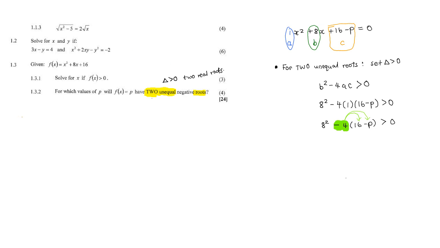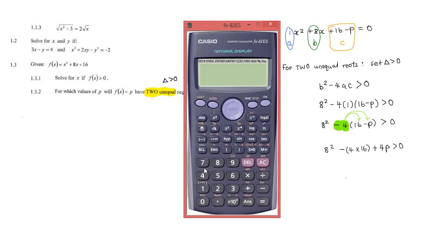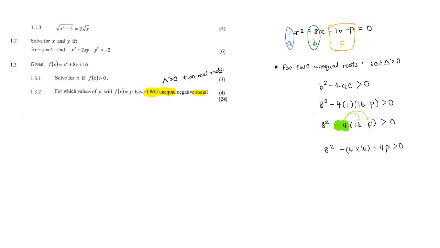So I'm going to distribute this negative 4 into this bracket. That will give me 8 squared minus 4 times 16, and then negative times negative is going to be a positive 4p. We want to know when this is greater than 0. I'm not actually sure what 16 times 4 is. Let's see. 4 times 16, that's 64. And I do know that 8 squared is 64. So this is 64 minus 64 plus 4p. When is this greater than 0?